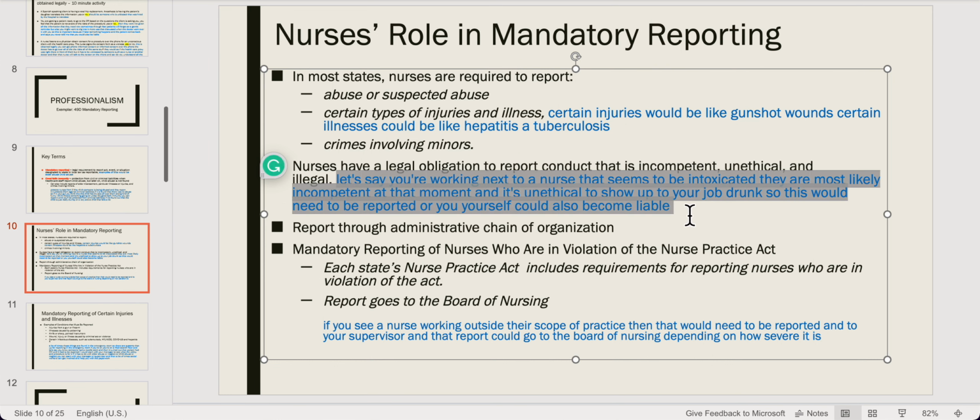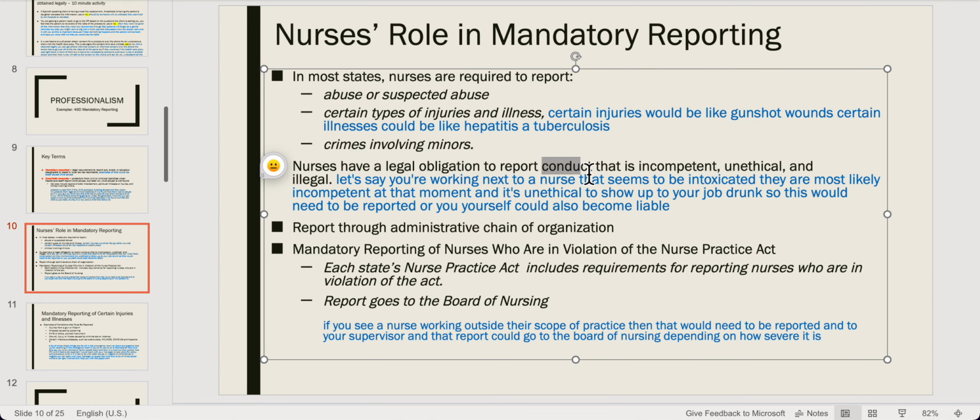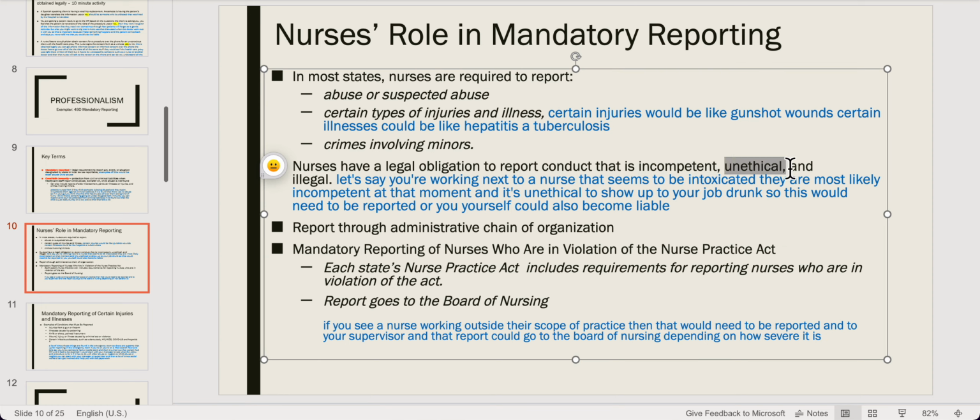Nurses have a legal obligation to report conduct that is incompetent, unethical, and illegal. Let's say you're working next to a nurse that seems to be intoxicated. They are most likely incompetent at that moment, and it's unethical to show up to your job drunk. So this would need to be reported, or you yourself could also become liable. Report through the administrative chain of the organization.